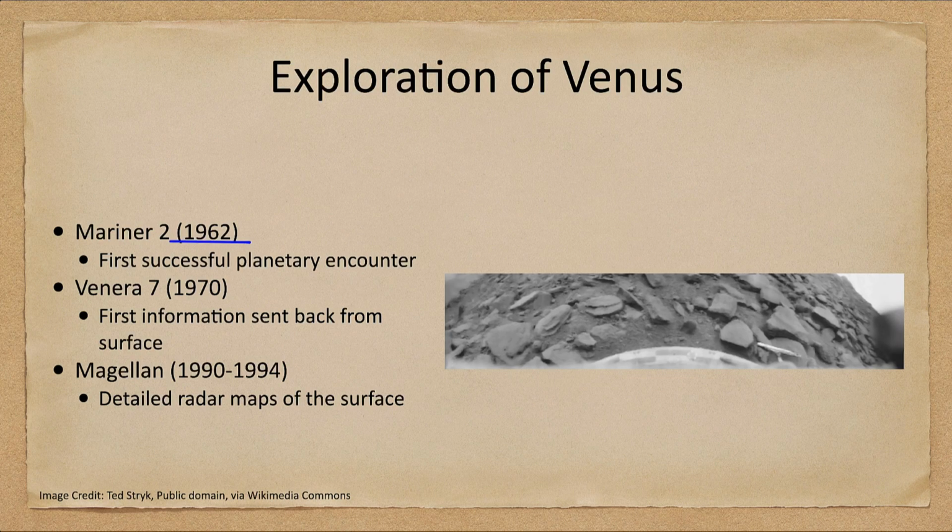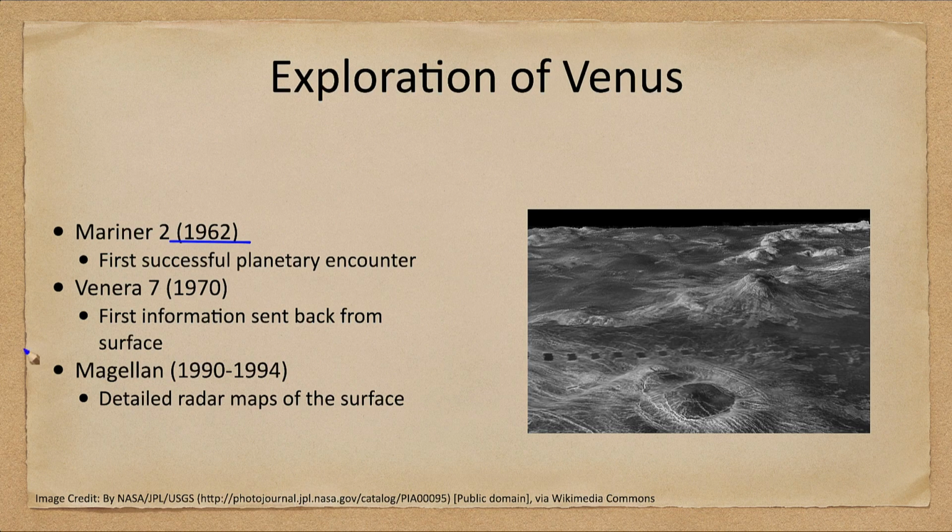Now, while we can see Venus from Earth, we cannot see the surface. It is completely shrouded in clouds. And Venera 7 in 1970 gave us the first images of the surface of Venus. And you can see one of those here with all the rocky areas in the region where the Venera probe landed. Now, in order to see it in more detail, we need radar, and the Magellan craft orbited Venus from 1990 to 1994 and gave us detailed radar maps of the surface, allowing us to study the surface in detail for the first time.